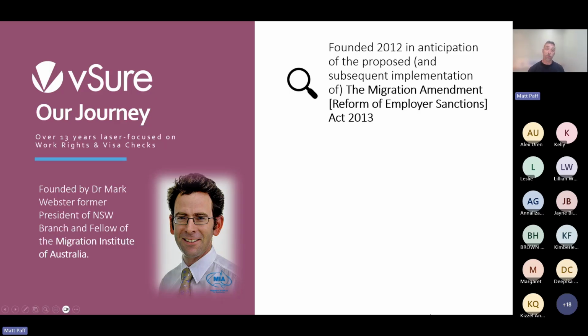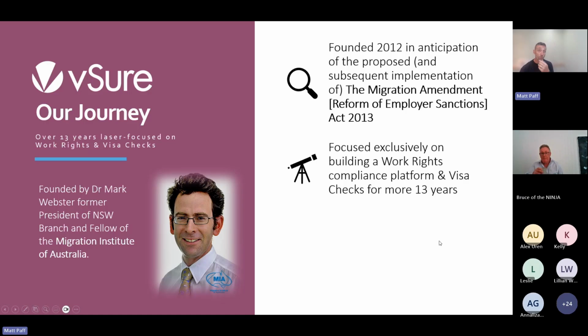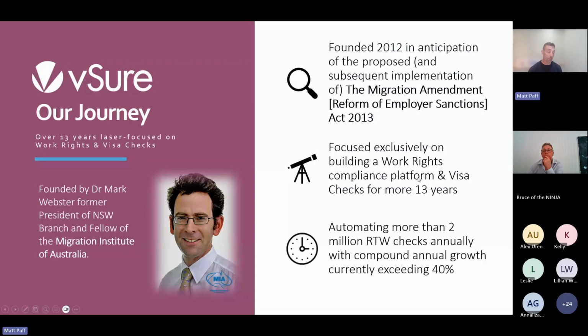At the time, Mark made some submissions to Home Affairs, and long story short, ended up getting a license agreement with Home Affairs to build vSure and get access to the visa information that really underpins the vSure platform. vSure does nothing but work rights and visa checks. We laser focus on that, and we feel that gives us best of breed competitive advantage in the marketplace over people who might do more than just work rights.